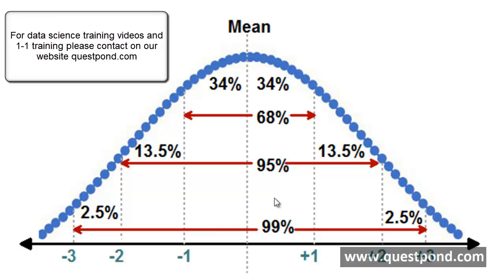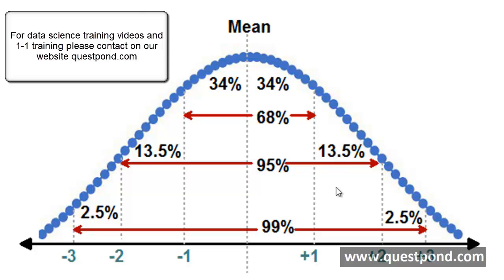Now each one of these standard deviations tells you how far away they are from the mean. So if you say 68%, then 34% falls on the left side of the mean, and the other 34% falls on the right side of the mean. In the same way, when you say 95%, 95 divided by 2 will fall on the left of the mean, and 95 by 2 will fall on the right of the mean, and so on.